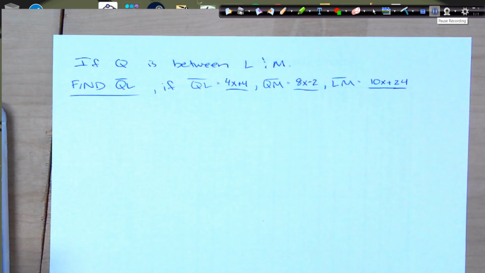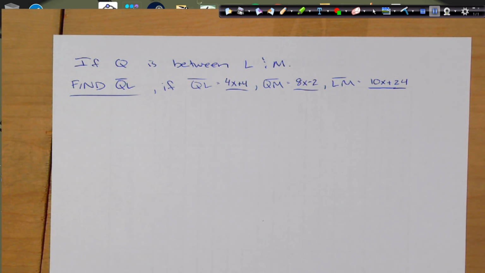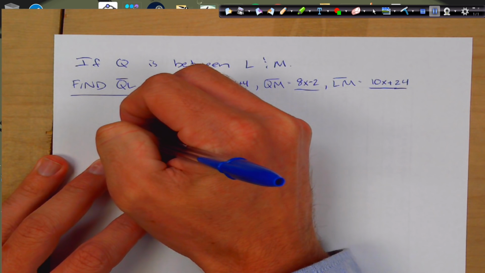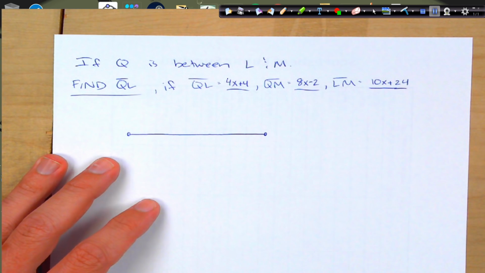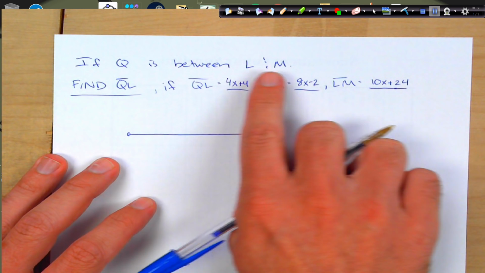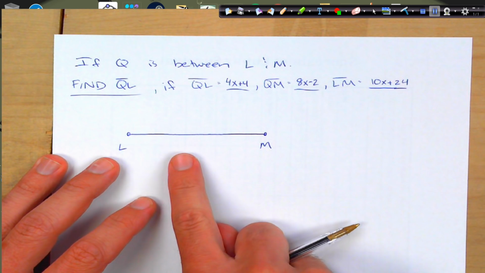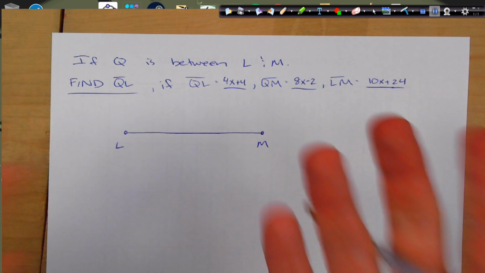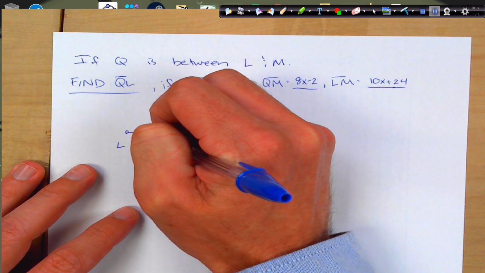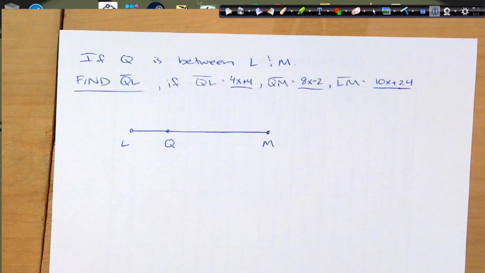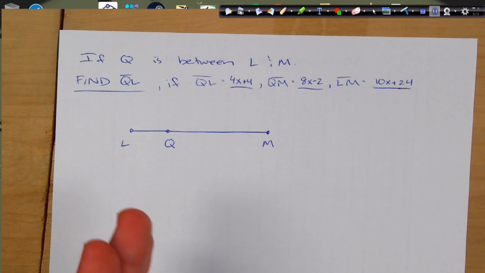Alright, here we are. So our question is, if Q is between L and M, find QL if QL is equal to 4x plus 4, QM is 8x minus 2, and LM is 10x plus 24. The first thing is I have no picture, so I should draw a picture. I'm going to draw a line, because we know that Q is somewhere between L and M. Now, is Q directly in the middle? I don't know. I'm going to put Q over here so I don't accidentally assume that between means in the middle.